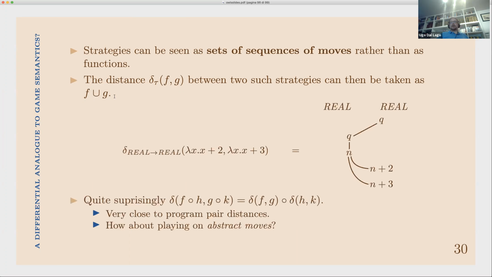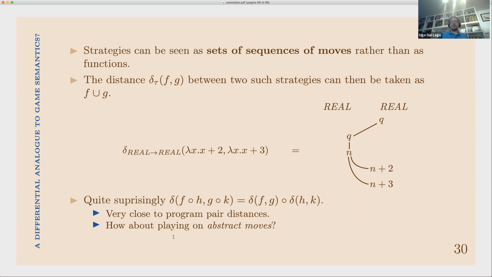For example, the distance between these two programs, the one returning x plus 2 and the one returning x plus 3, is a strategy, maybe a set of plays, which up to here is the usual one, but then down here it branches into n plus 2 and n plus 3. And we have studied a lot in the last months what comes out of this idea.